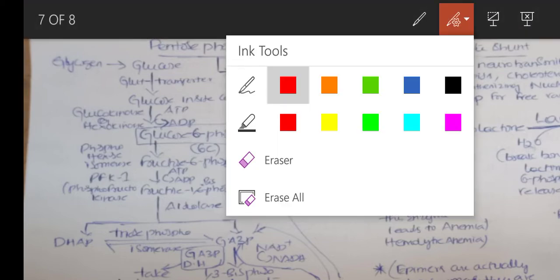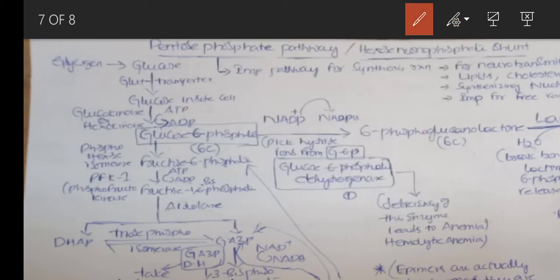We should know what is the starting material in this pentose phosphate pathway or hexose monophosphate shunt. Actually that is glucose 6 phosphate. So from where are we getting this glucose 6 phosphate? From the glycolysis pathway. For the glycolysis pathway, glucose is the starting material, and from glucose it will generate glucose 6 phosphate.